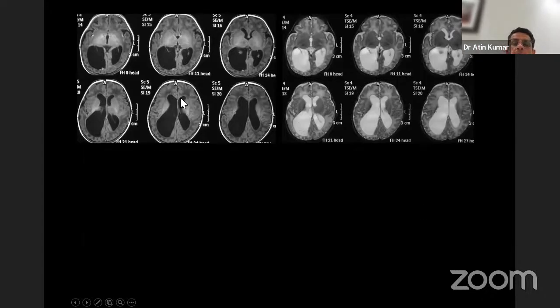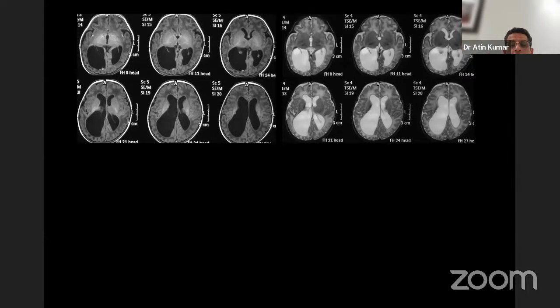Another example, in this you can see ventriculomegaly. You can see there is asymmetry in the size of the ventricles. These are the T1 weighted images. These are the T2 weighted images. The right ventricle is significantly enlarged. So there is ventriculomegaly. But what is the cause for this ventriculomegaly?